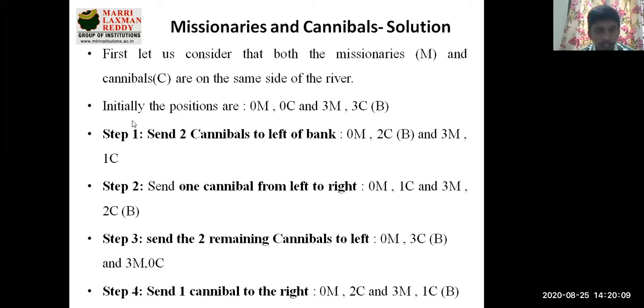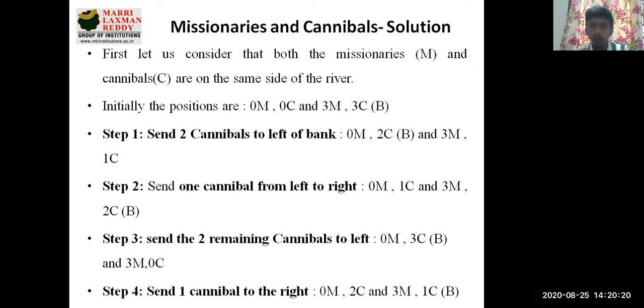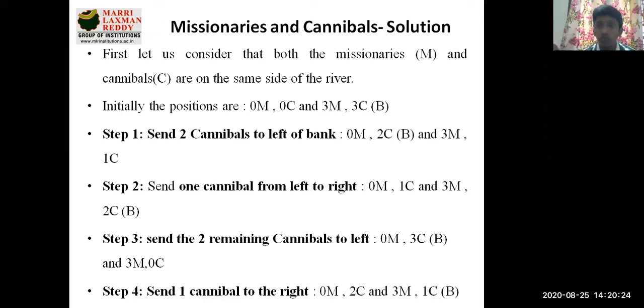Okay. So in step 1, what we should do is try to send 2 cannibals to the other bank. Why? Because in a boat, 2 people can be allowed at a time. We will try to move 2 cannibals. Our mission here is that missionaries should not be killed by the cannibals. So initially, I'll be taking 2 people across the river. I'll be left out with 3 missionaries and 1 cannibal, and the boat is on the other side of the river. That is my step 1.